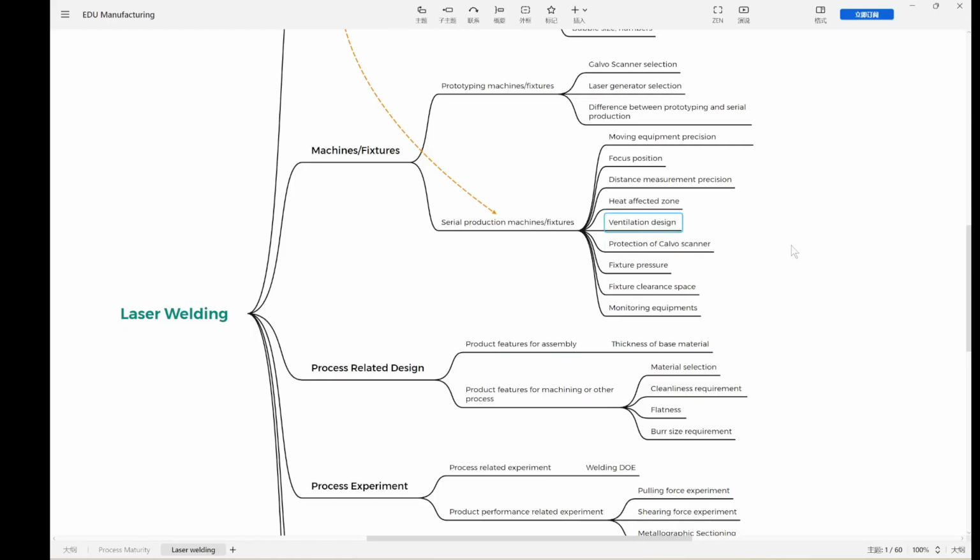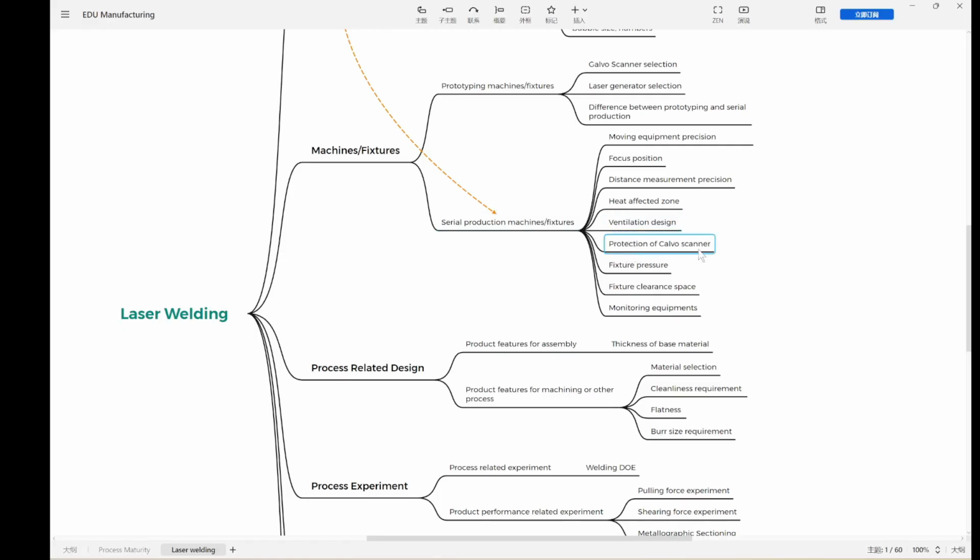Then the ventilation design. During the welding, there will be a lot of gas, copper gas, and there could be smoke, and the smoke will block the laser. So there should be a ventilation structure. One is a small device where compressed air goes through from one end to another and takes the smoke away. This is a ventilation design for the laser welding.